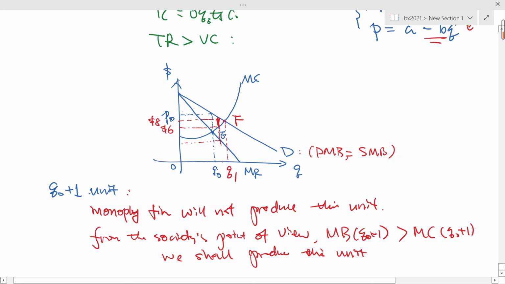So for all the units between Q0 and Q1, the monopoly firm is not willing to produce. However, society is saying that these units are good for society. So we see that there is welfare lost. This area, which I'm going to call G, is called deadweight loss caused by the firm's monopoly. And this justifies governments regulating monopoly firms.